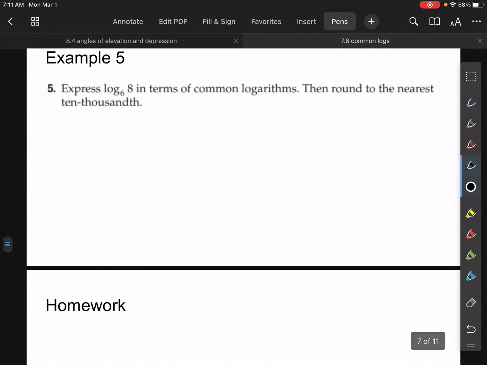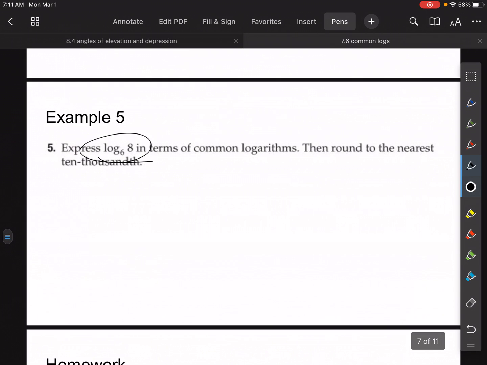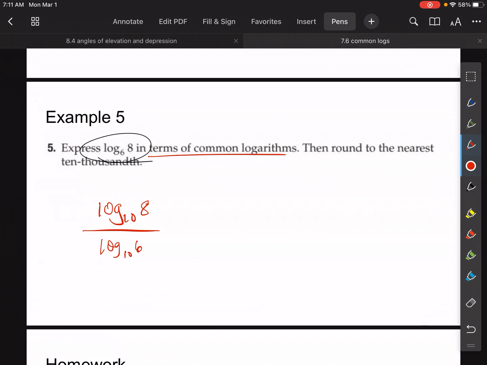So here, example 5, the last thing we'll do, is they want you to just change this to a common logarithm, and then they want you to round it to the nearest tenth. So on your test and on your homework, I should see you actually writing this out. This is part of your answer. So write it in terms of a common log, then punch it in the calculator, and then give me the decimal. This is going to be log base 10 of 8 divided by log base 10 of 6.